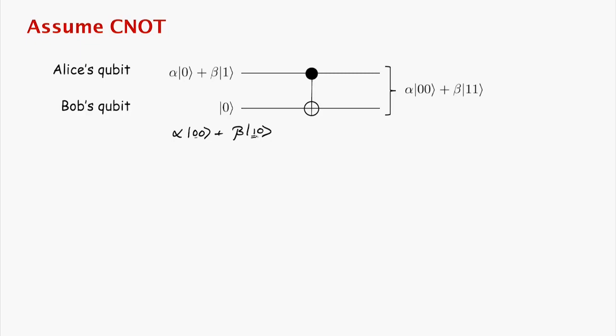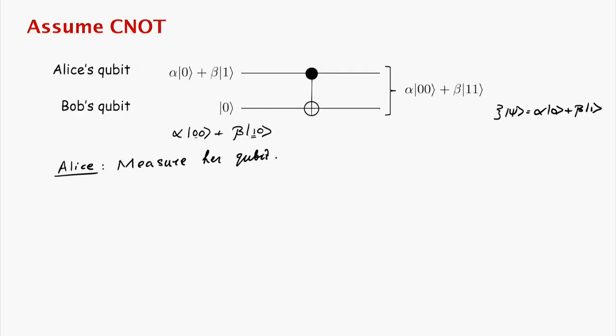Now, is there something that Alice can do so that Bob ends up with this qubit, Bob's qubit, in the state alpha 0 plus beta 1? So the question is, what should Alice do? Now, one thing you might think is, well, maybe what Alice should do is measure her qubit.